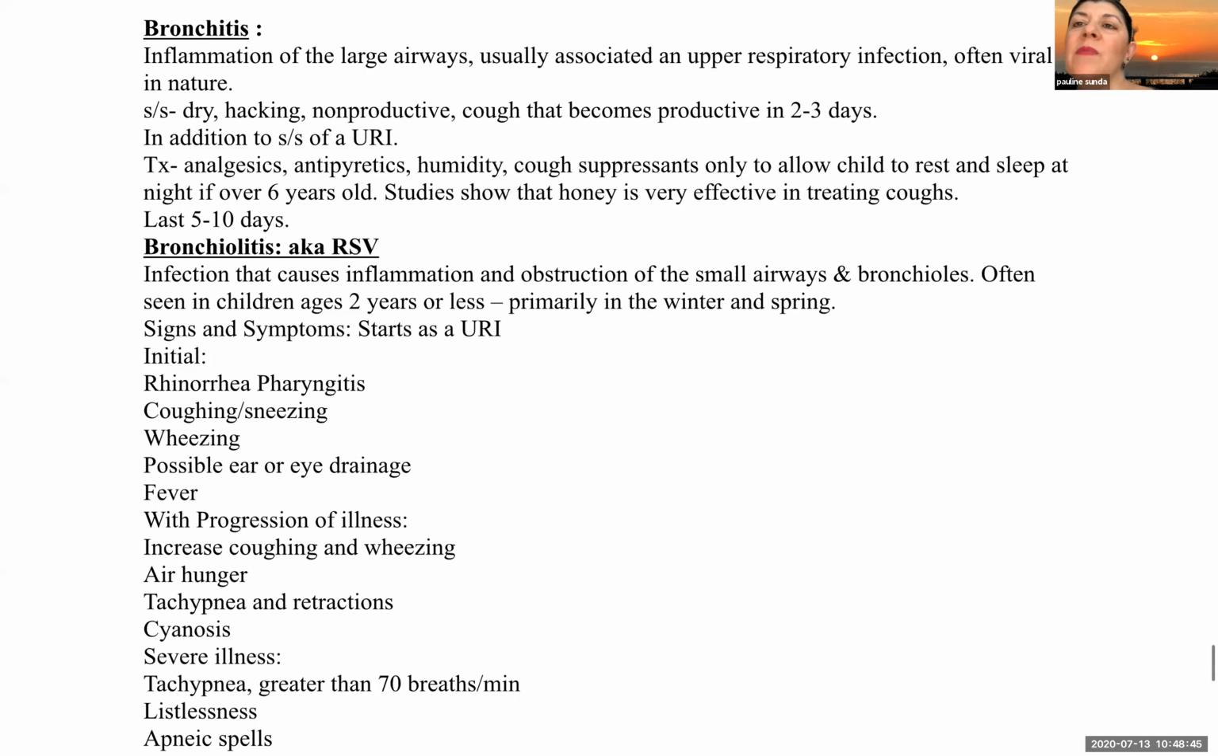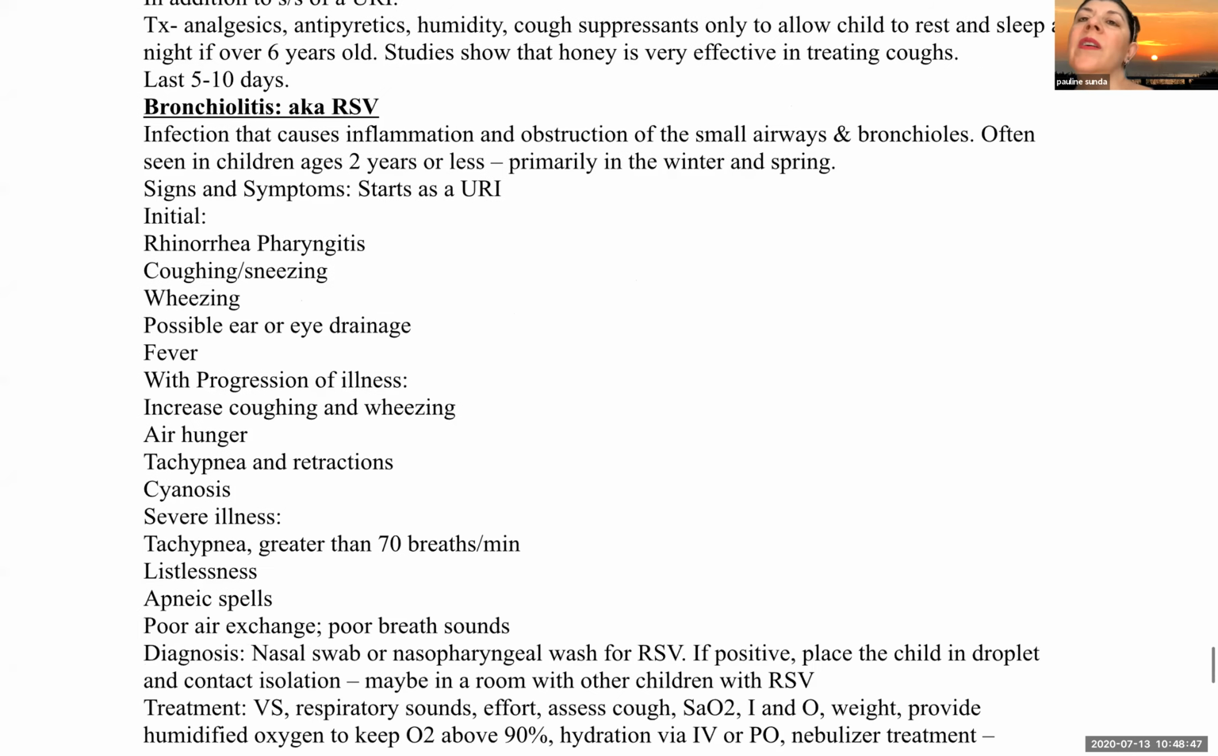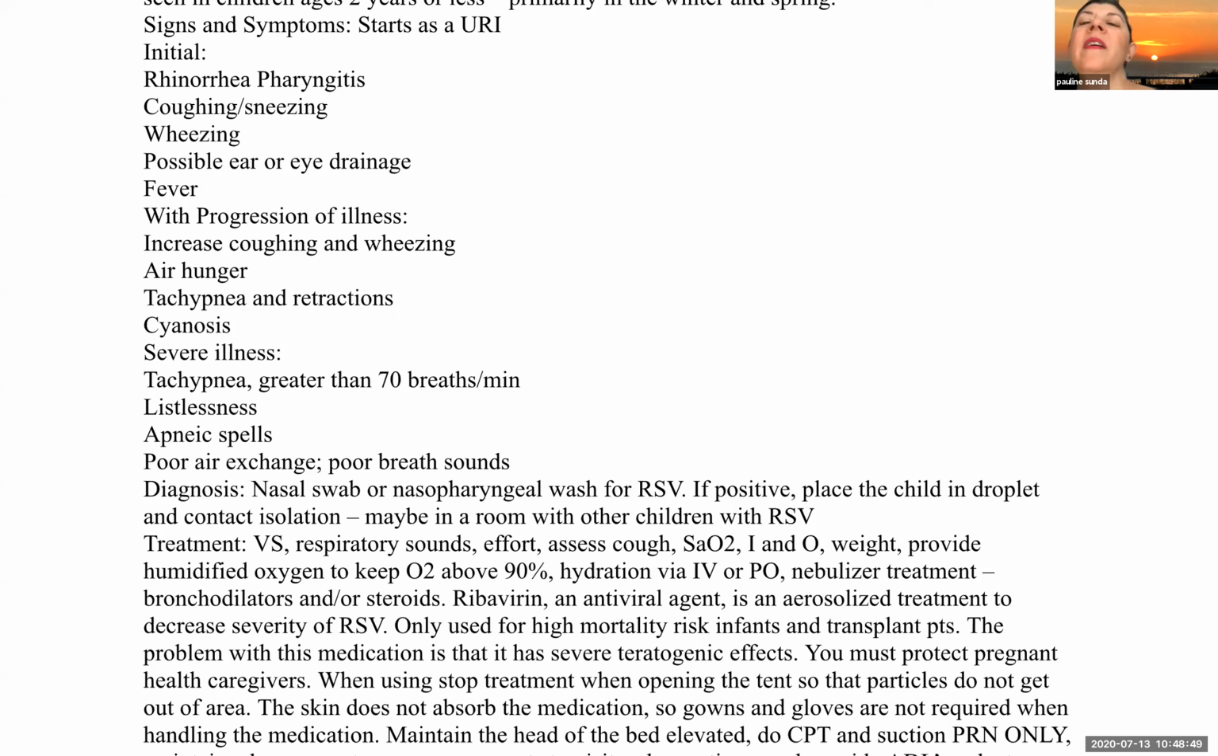So the signs and symptoms start out as an upper respiratory infection, initially rhinorrhea, pharyngitis, coughing, sneezing, wheezing, possible ear or eye drainage, fever, and the illness can then progress with an increase in coughing and wheezing, air hunger, tachypnea and retractions, cyanosis, and then further progress to a more severe illness with tachypnea greater than 70 breaths a minute, listlessness, apneic spells, poor air exchange, and then poor breath sounds.